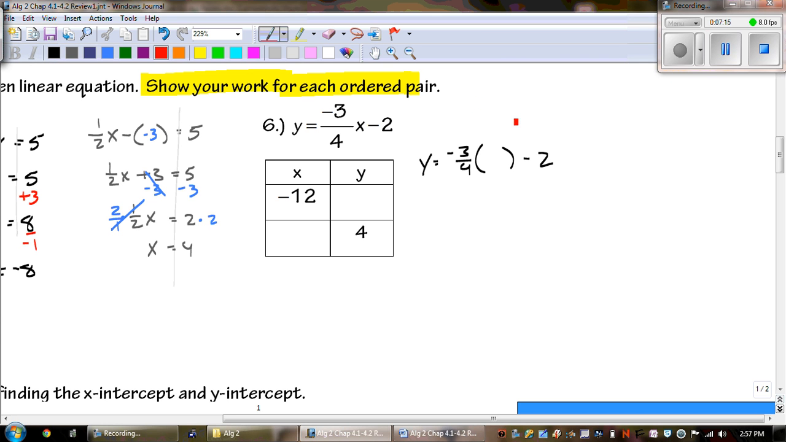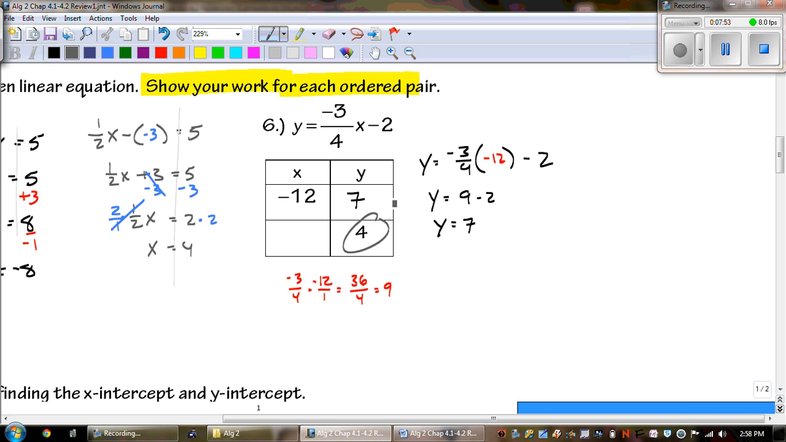Okay, for x, we're going to plug in negative 12. Now off to the side down here, I'm going to just show my work. Negative 3 over 4 times negative 12 over 1. I'm just going to multiply straight across. Negative 3 times negative 12 is a positive 36. 4 times 1 is 4. And then 36 divided by 4 is 9. So we get y equals 9 minus 2. And then 9 minus 2 is 7.